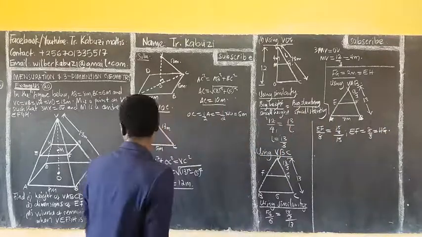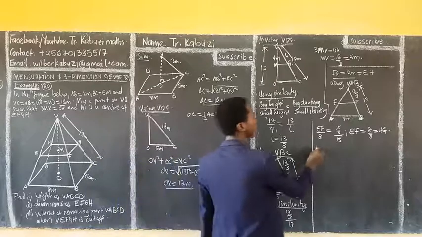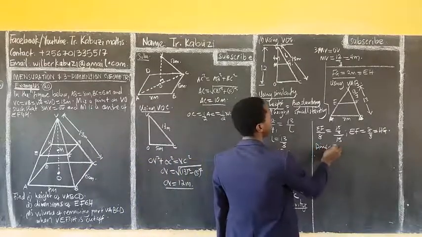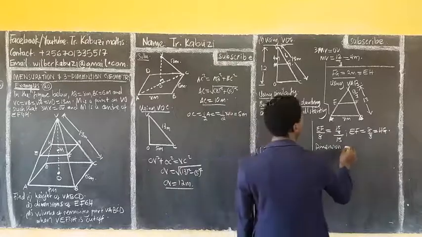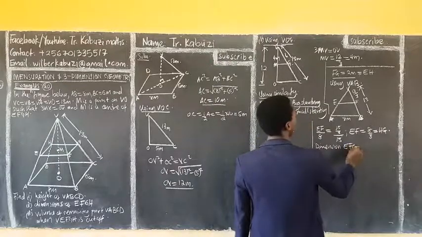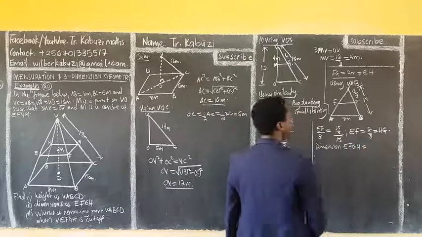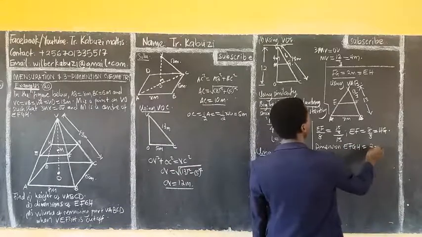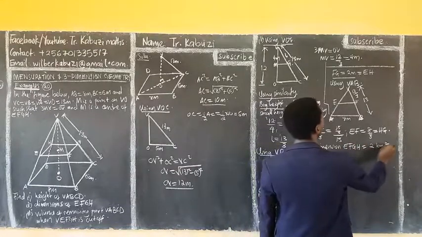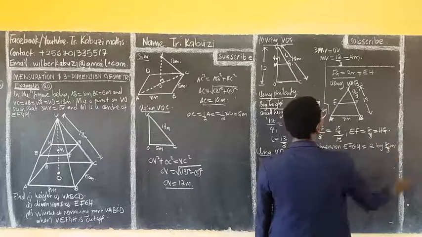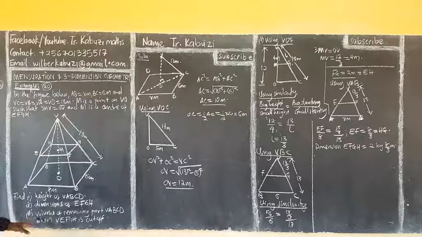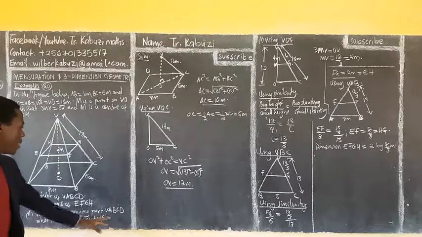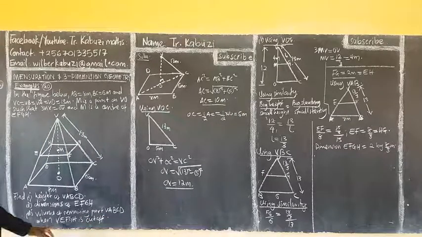So now the dimensions of EFGH are, you can give it as 2 by 8 over 3 meters. So if I have the dimensions, now they want me to get the volume of the remaining part, VABC, when VEFGH is cut off.